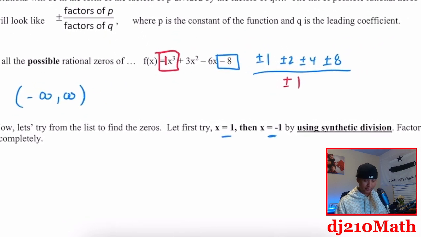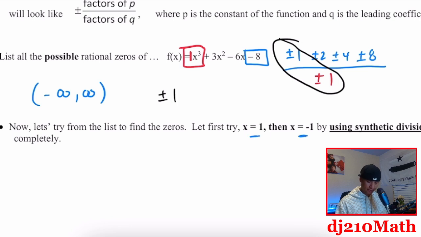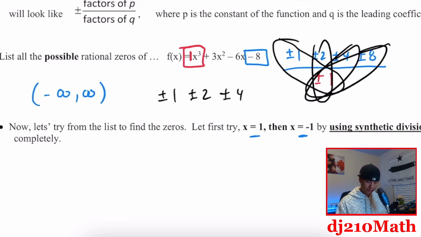Okay, so now that I have my fraction set up, we actually need a list. And the way you make the list, you take everything that's on top and you put it over everything in the bottom. So for instance, we have 1 over 1, which is basically plus or minus 1. Then we have 2 over 1, and that's basically plus or minus 2. 4 over 1, plus or minus 4, and then 8 over 1, plus or minus 8. Now, if the front number was something other than 1, this list would get longer, right? You'd take everything and put it over everything in the bottom.